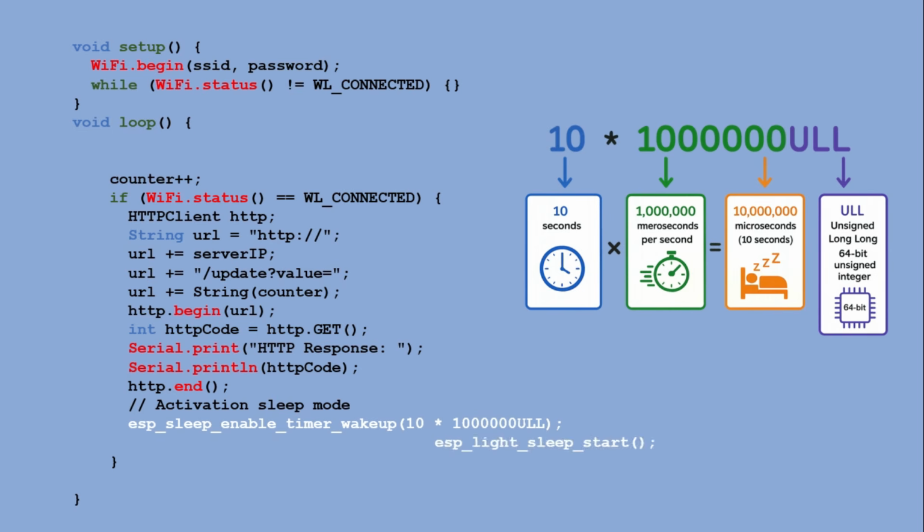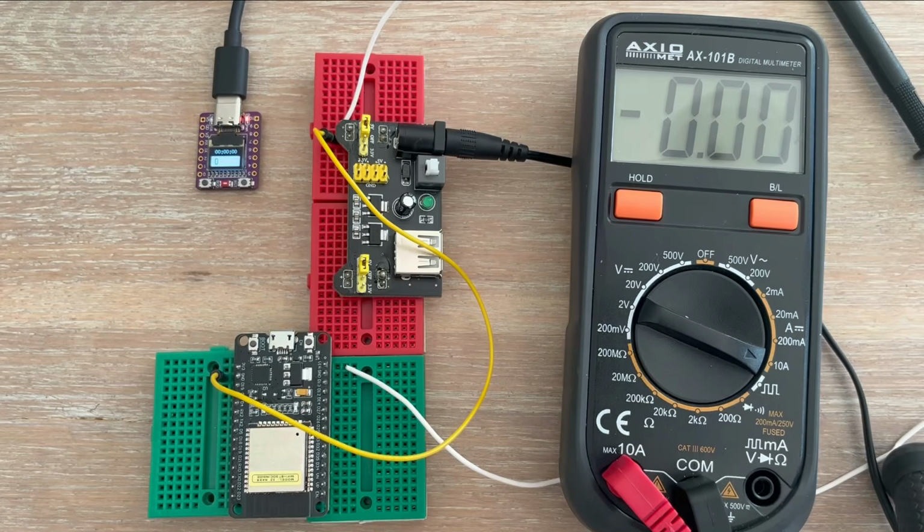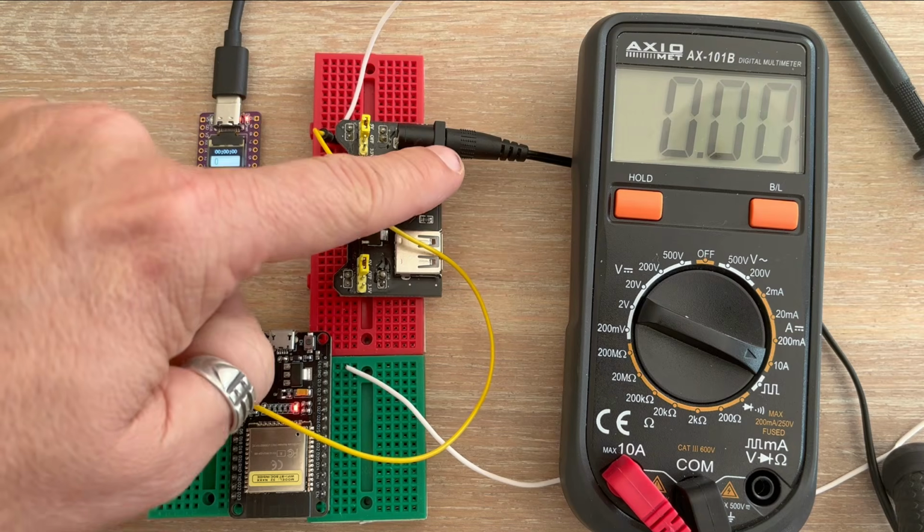Next, we call the function that actually puts ESP32 into light sleep. At this point, the CPU pauses execution and power consumption is reduced. After the timer expires, ESP32 wakes up and resumes execution from the next line of code after the sleep call. Let's revisit our project circuit with the updated code and power it up.